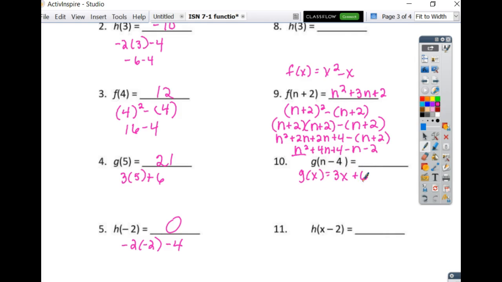Okay, so my g function is 3x plus 6. So wherever I see the x, what am I replacing it with? n minus 4, right? I'm just going to plop it down. So I'm going to have 3 times n minus 4 plus 6. I'm going to distribute. And when I combine like terms, I get 3n minus 6. Yes? No? Anybody have a no?